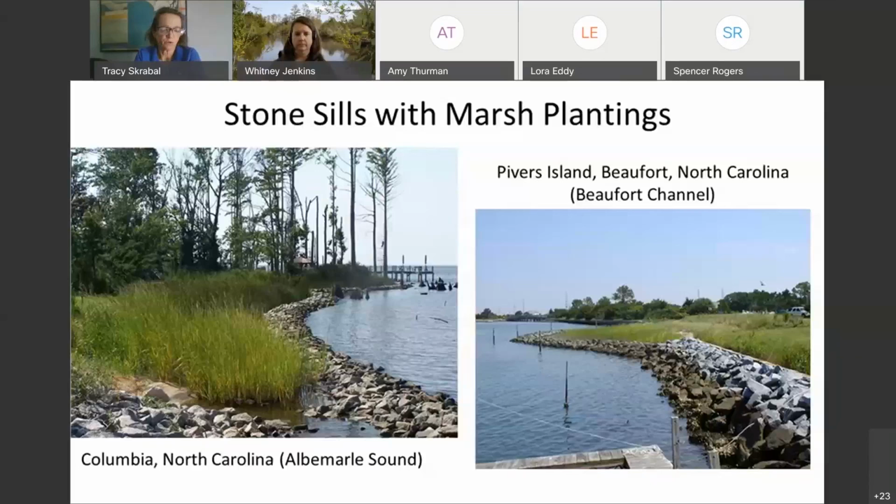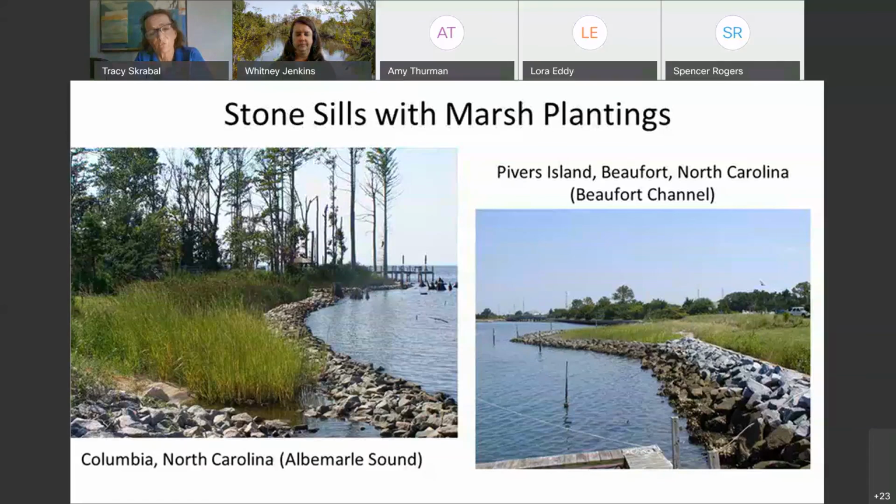These are mostly open fetch or higher energy sites. On the left is in Columbia on the Albemarle. This is an open fetch shoreline, high energy. And what's also unique here is it's relatively freshwater, brackish, but really fairly fresh in terms of the vegetation that wants to grow there. And so we developed a list, and you'll see it in next week's projects. We'll show you the plant list for these areas.